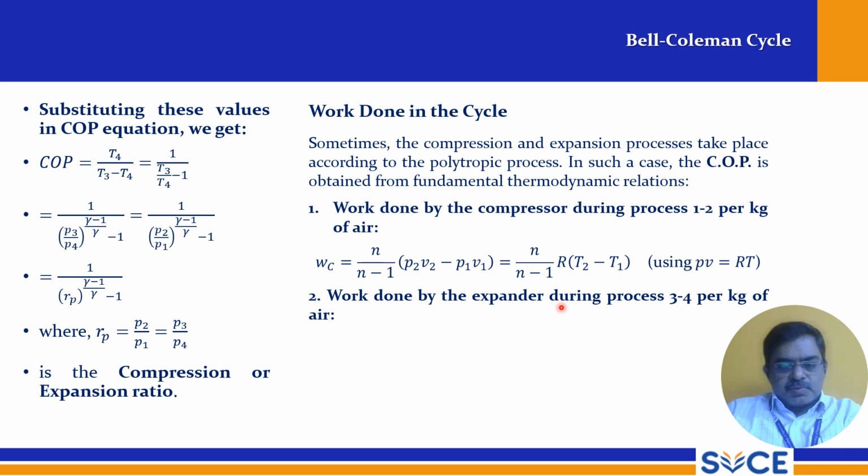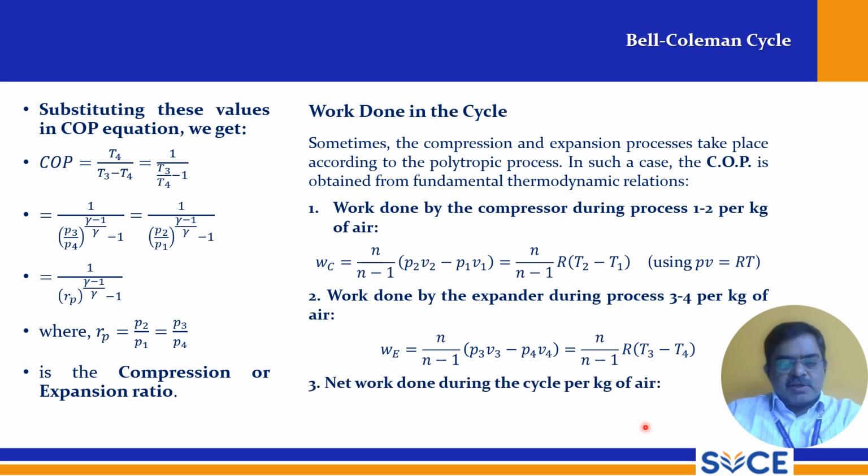So this is the isentropic expansion process, 3 to 4, per kg of air. The work is equal to n divided by n minus 1 times (P3 V3 minus P4 V4), which is n divided by n minus 1 in terms of R T. So this can also be computed.